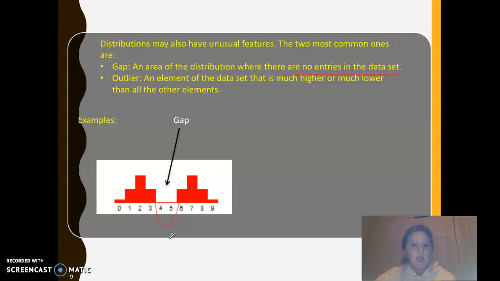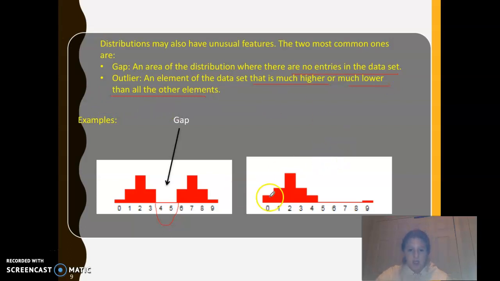The other feature a graph can take is outliers. An outlier is an element of the data set that's either much higher or much lower than the rest. Here's what one would look like. Here's my histogram. It's pretty symmetrical, from 0 to 5, a pretty normal distribution, but there is my outlier right there. If we're talking about the number of candies you ate, and everyone's eating between 0 and 5, and then someone bought the jumbo size of candies and is eating 9, there's my outlier. It's much higher than all the other elements. Outliers can be bigger or smaller than the rest.